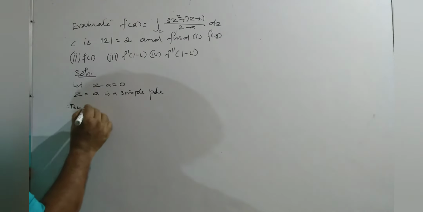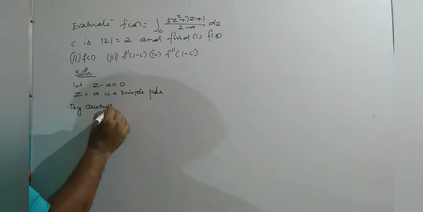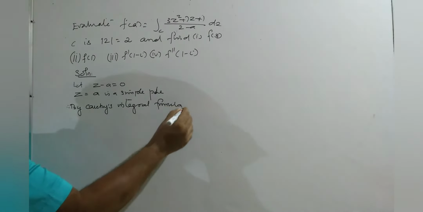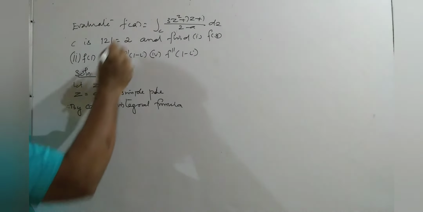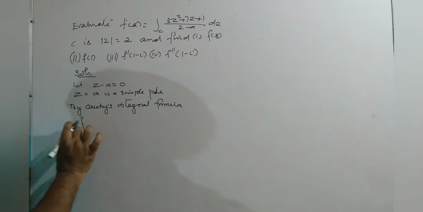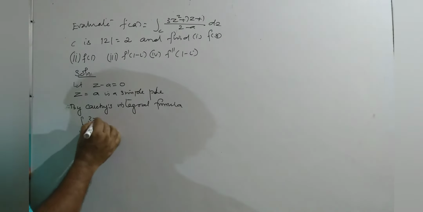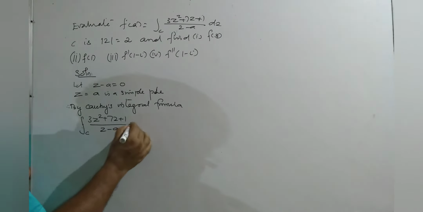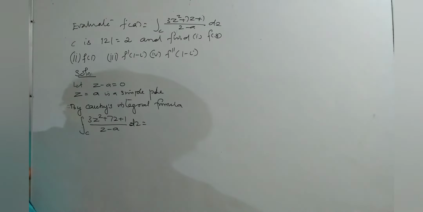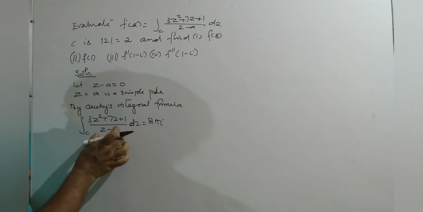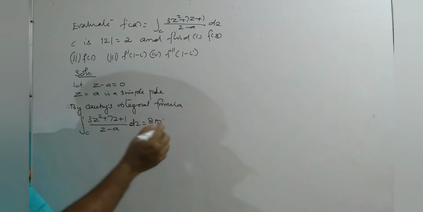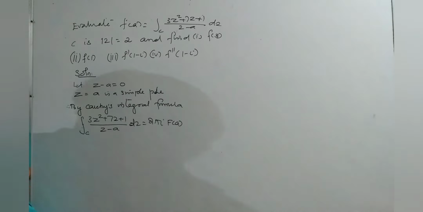Therefore, by Cauchy's integral formula, this value, integral over C of 3z square plus 7z plus 1 divided by z minus a dz, is equal to, what is the value? 2 pi i into, this is z minus a equal to 0, so we leave this one, so take this one. So this is capital F of a.